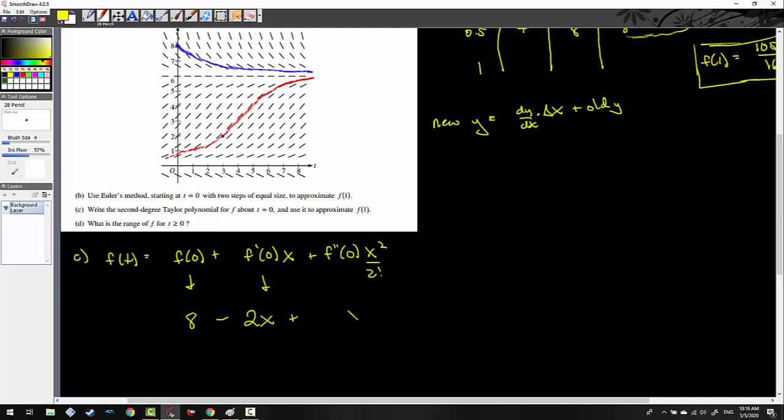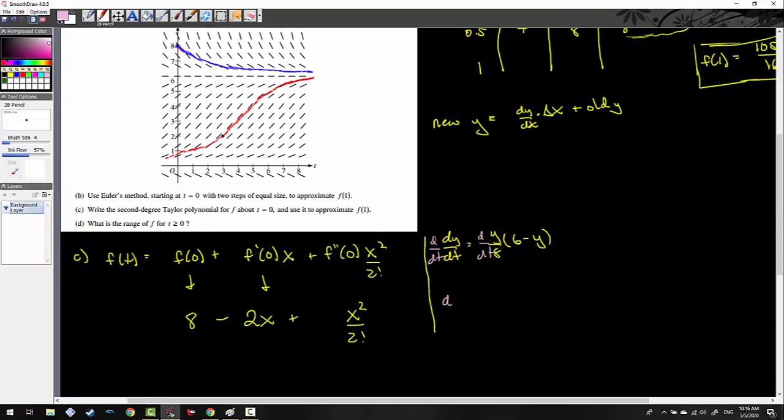And then plus it's going to be some kind of x squared over 2 factorial, but I don't know f double prime. So that is actually where the work kind of comes in. I better find out the second derivative of this thing. Well, remember, dy over dt is equal to y over 8 times 6 minus y. In order to find the second derivative of that, I'm going to do d over dt to both sides.